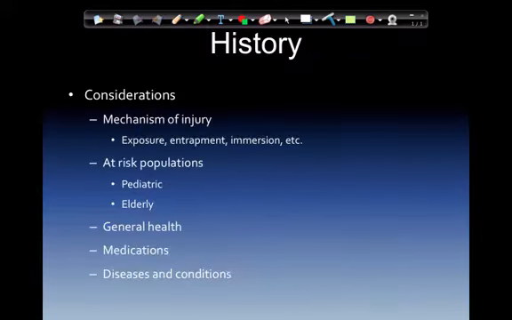History: consider the mechanism of injury. What actually got him here? Was it exposure, entrapment, or immersion, etc.? Is it an at-risk population? Pediatrics, infants, immature nervous system. In children, large body surface area to mass, coupled with poor judgment. In the elderly, diminished subcutaneous fat, physiological capacities, and respiratory reserves.